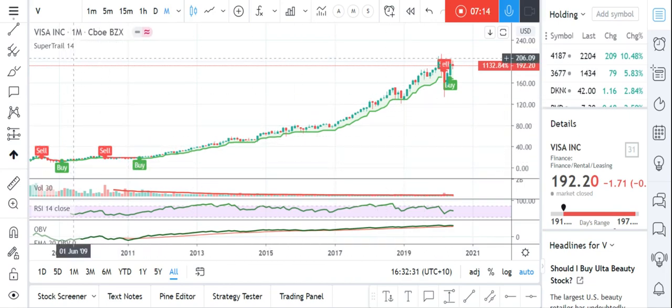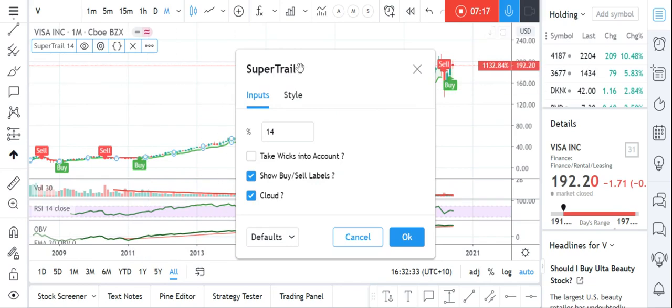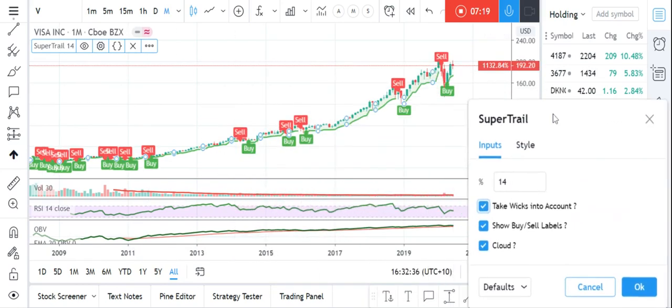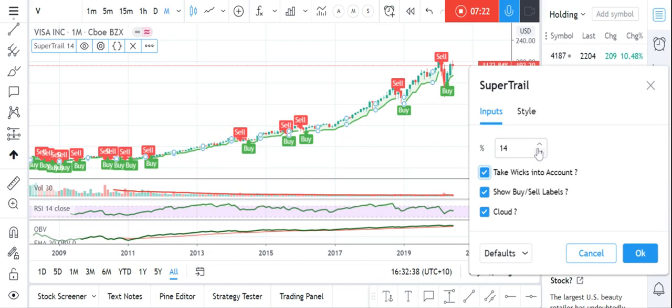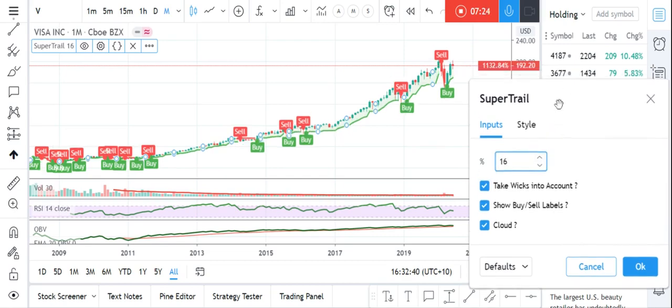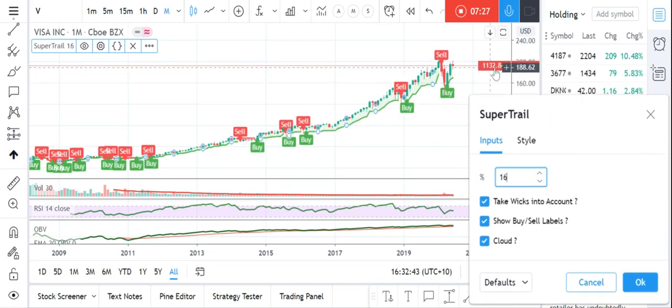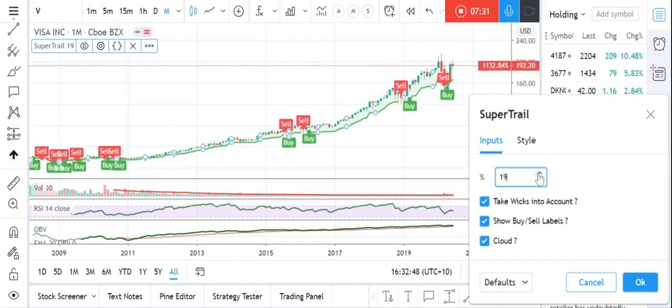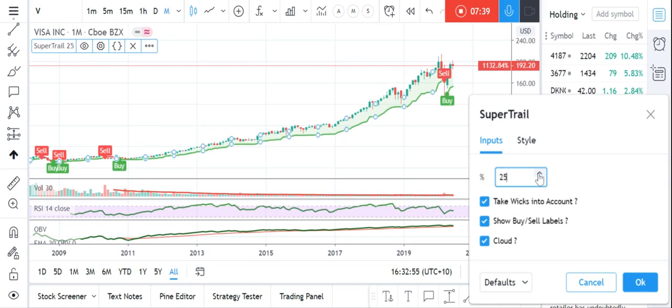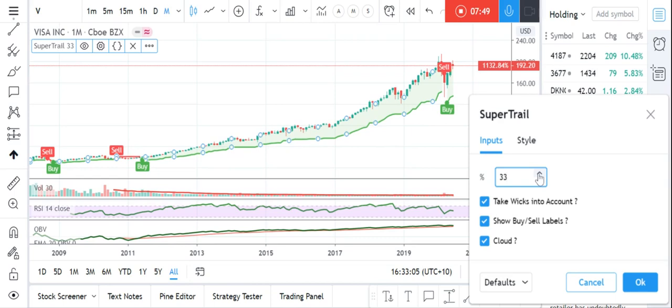You can see here, if I go back to my SuperTrail, I turn on my wicks. Let's see what I would have needed to have kept Visa for a much longer period of time. You can see that Visa's up roughly 1100% from when it first started trading. 17, 18, 19. You can see the volatility is coming out of it as I increase my stop losses. 20, 21, 24, 25, 26, 27, 28, 29, 30, 31, 32.